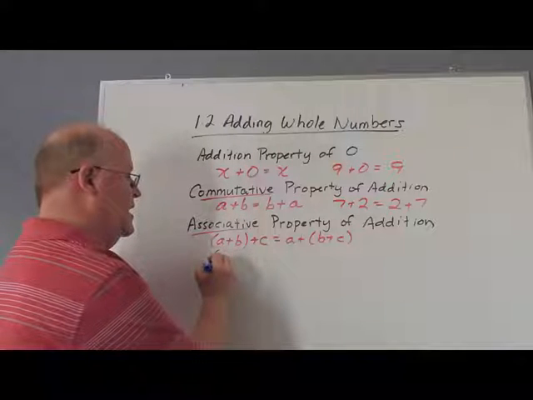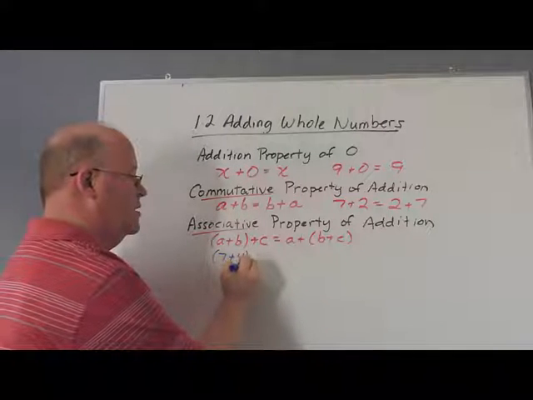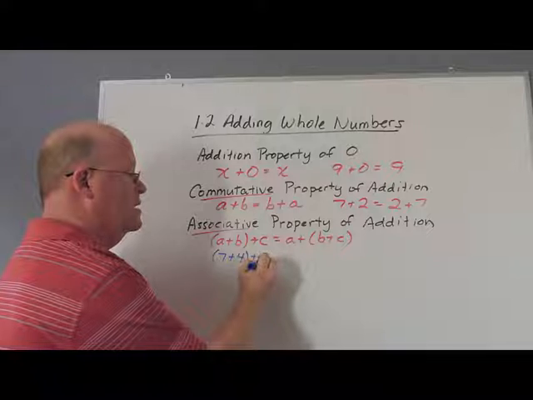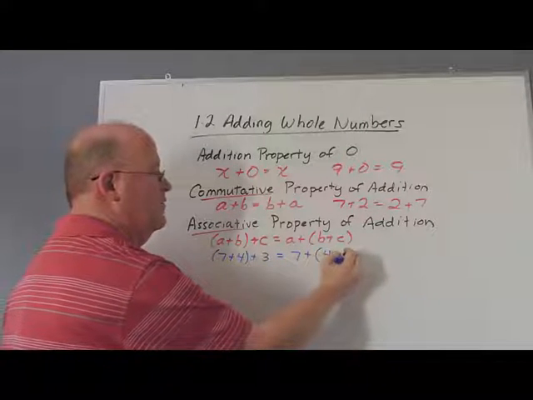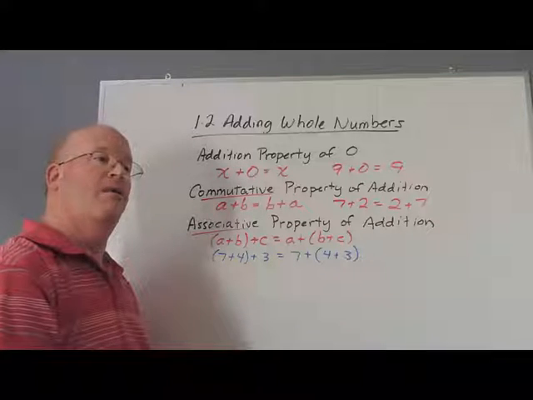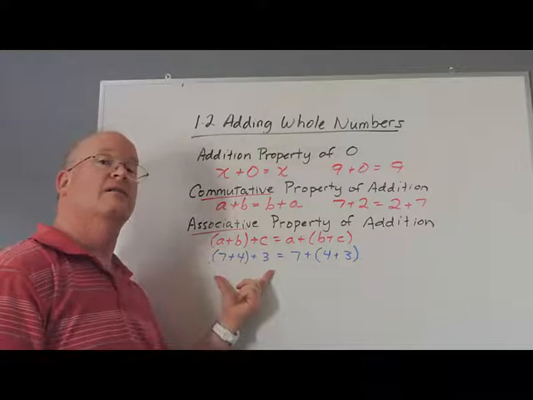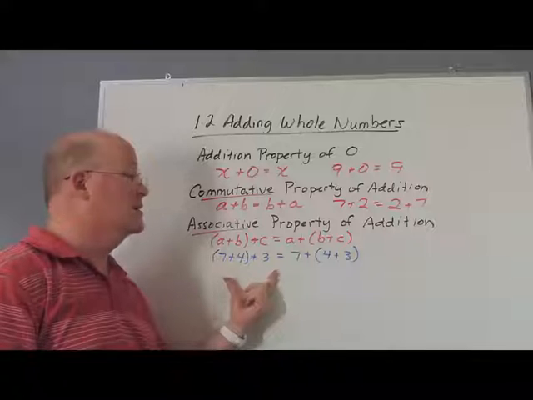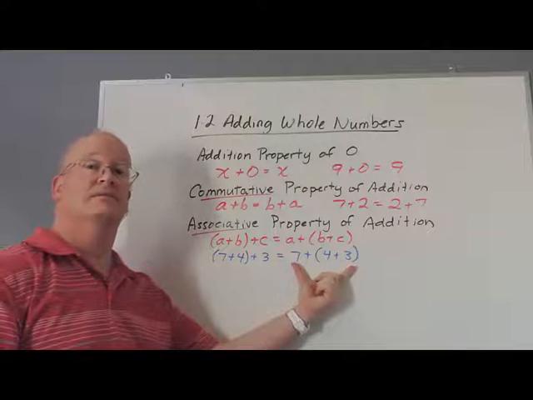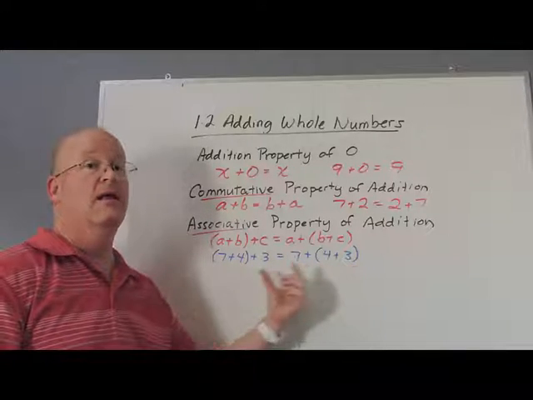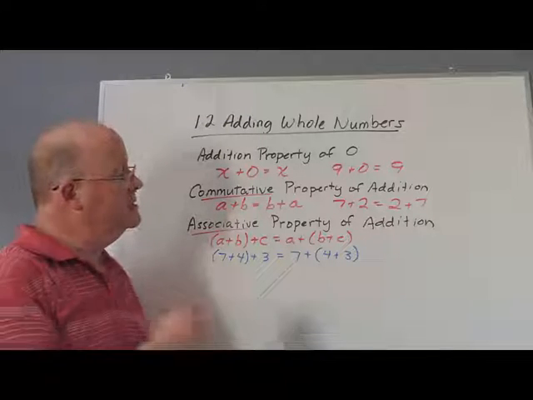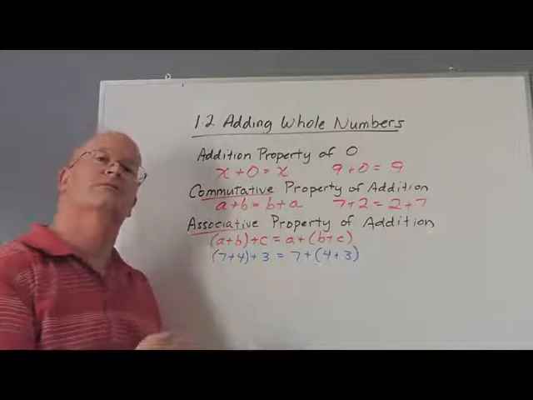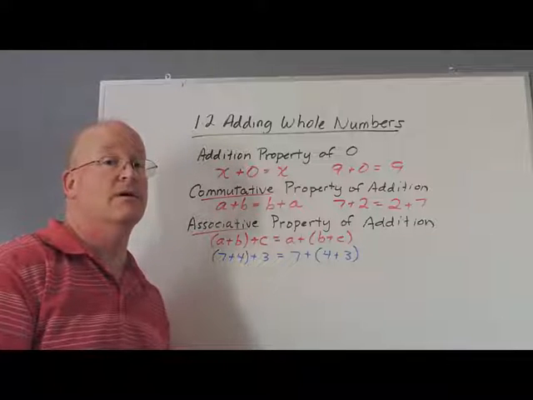For example, if I add 7 plus 4 and then add 3, that's the same thing as starting with 7 and then adding 4 plus 3. The first time on the left, I'm getting 11 plus 3, which is 14, and on the right, I'm getting 7 plus 7, which is 14. The left side and the right side are both equal to 14. We're just basically putting some words to some concepts that you should already be familiar with.